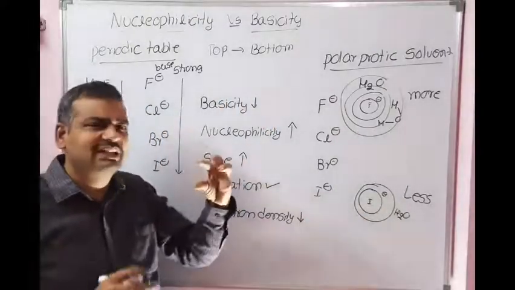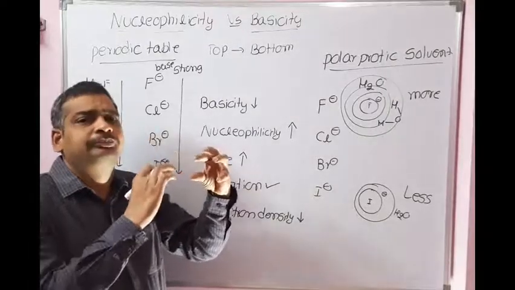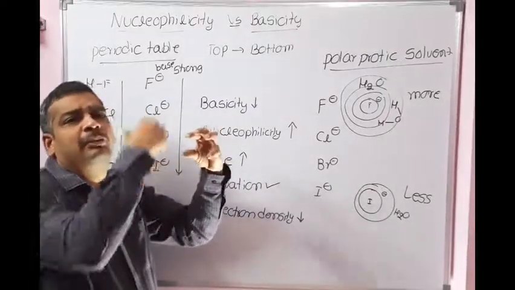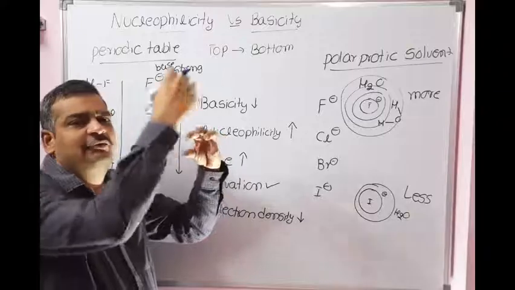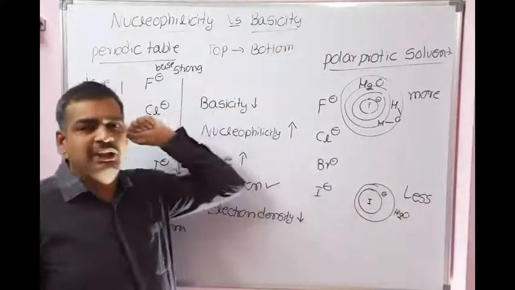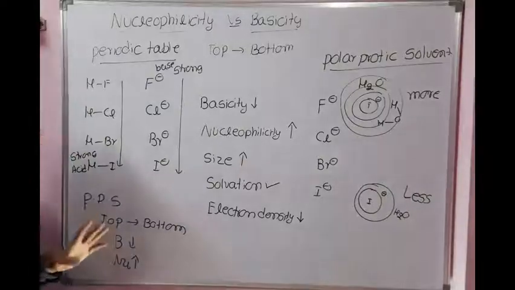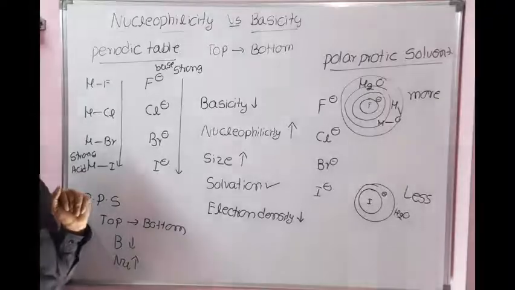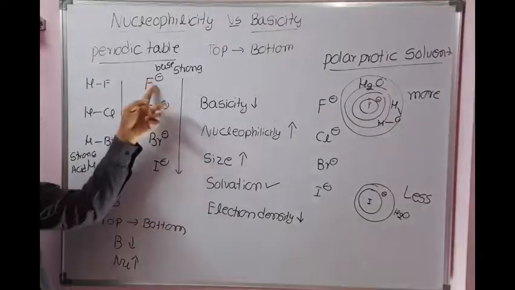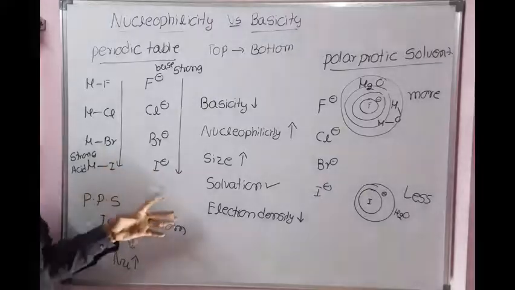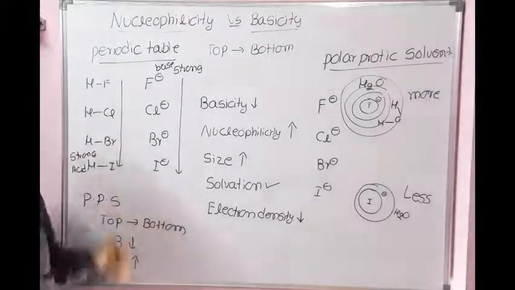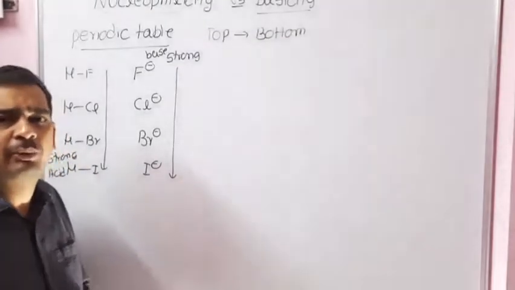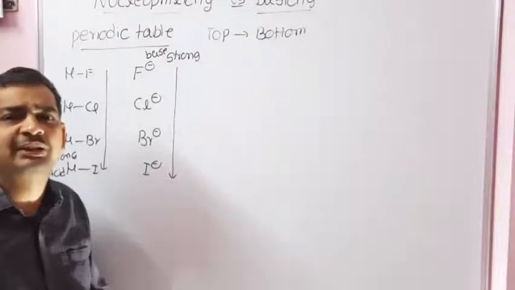Whereas fluorine, small size, electron density is more. Why? Because small size means electron density is more. It forms more water molecules. After solvation, the size of fluorine is more, so there is less preference to attack the electron deficient atom. So in conclusion, in polar protic solvent, top to bottom basicity decreases and nucleophilicity increases. In polar protic solvent, a strong base is less nucleophilic, and a weak base is a strong nucleophile. Clear? So far we discussed the polar protic solvent.